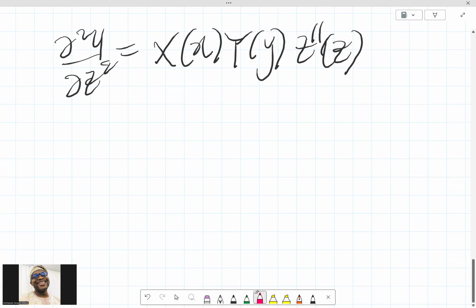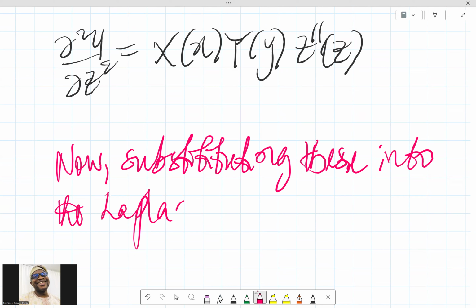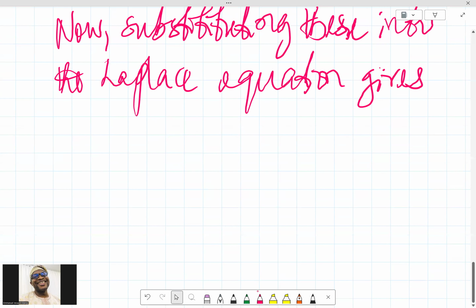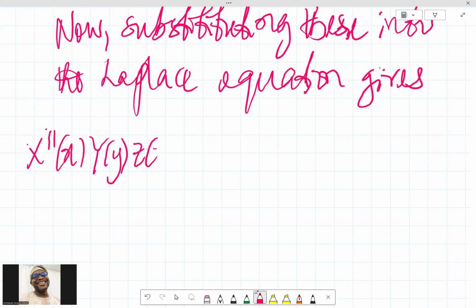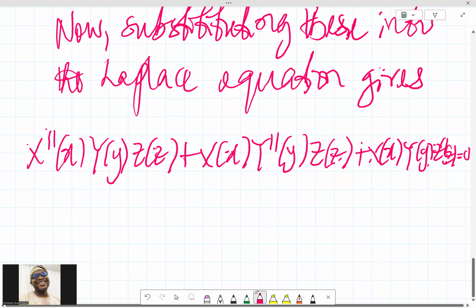Now, substituting this into the Laplace equation gives X double prime of x, Y of y, Z of z, plus X of x, Y double prime of y, Z of z, plus X of x, Y of y, Z double prime of z, is equal to 0. Okay, so we go for step 2.